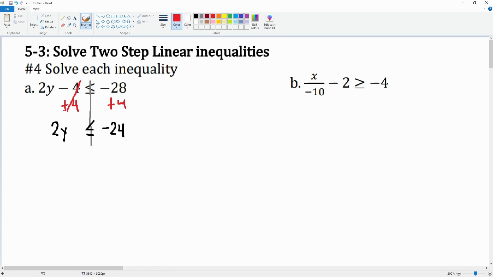Please understand this is attached to the letter y via multiplication. So to get rid of that 2 times, we're going to divide by 2. Divide by 2 to both sides. This cancels, leaving you with just a y on the left. Negative 24 divided by 2 is negative 12. Notice I divide by positive, so the symbol remains the same. Okay, so that would be your complete answer.